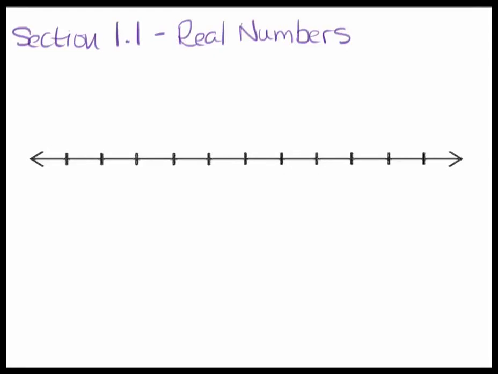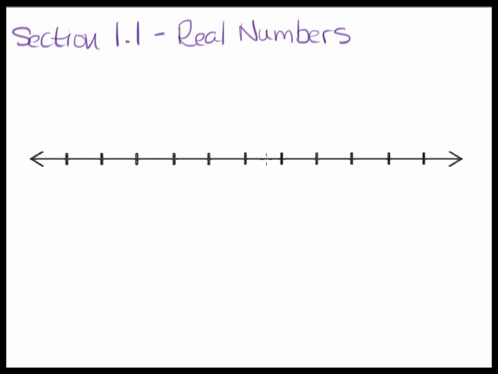In section 1.1, we're going to be dealing with several smaller concepts, all having to do with the real numbers. The first one is the number line. A straight line across the page with arrows at either end indicating that it goes forever in both directions. And the little tick marks along the number line are just indications of where you might see some numbers.